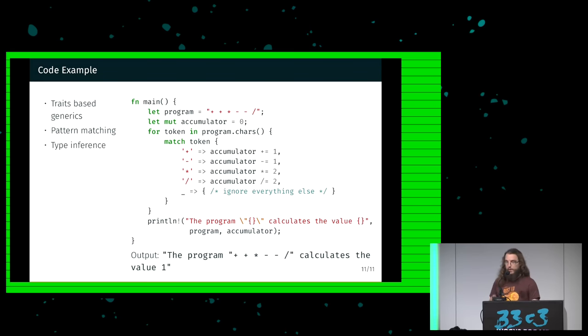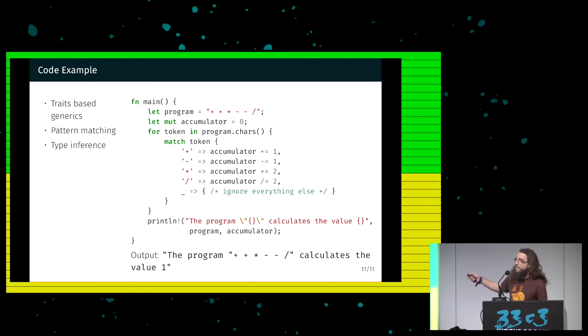This is how Rust looks. Functions are annotated with fn. Rust is immutable by default, so if you want to change something, you have to mark it as mutable. For loops, you have quite high-level abstractions. You can just iterate over all the chars in the string we have here, then use match to match on them, and then, yeah.